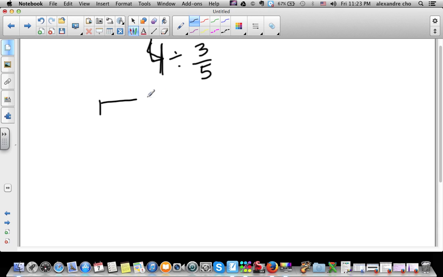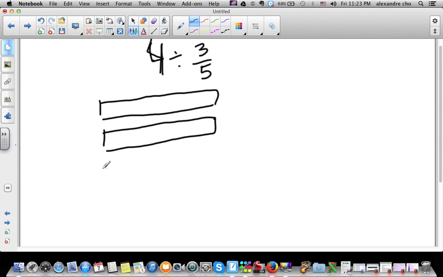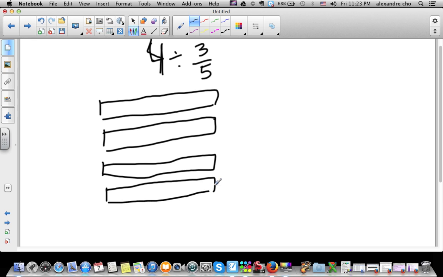So let's draw 4. That's 1 chocolate bar. That's 2 chocolate bars. That's 3 chocolate bars. One uglier than the other one. That's 4 chocolate bars. And you want to divide this by something that's been cut into 3 pieces. So the question is, how many times can I fit these 3 into here? Well, my chocolate bars haven't been cut yet, but I'm going to cut them now. Because the denominator here is 5, it helps if I cut these guys in 5 as well.